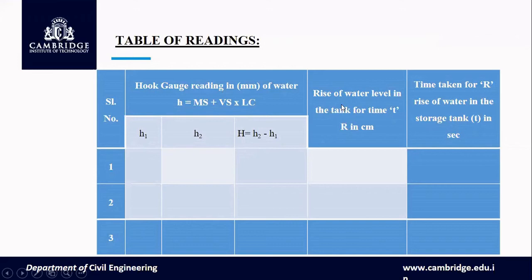Then this R will represent the rise of water level in the tank for a known time t. That is R, in centimeters. Finally, you have to convert it to meters. Then this T will represent small t. This is the time taken for that rise of water level in the measuring tank. That is in seconds. You have to note it down.